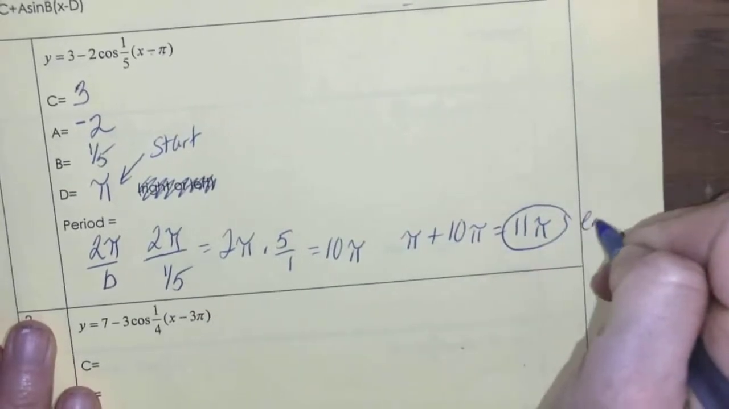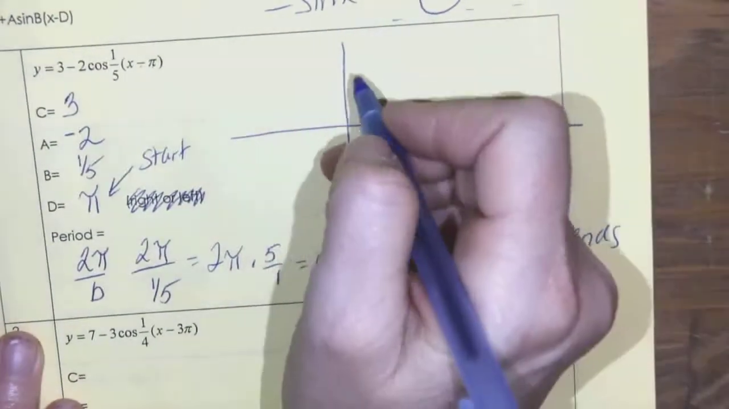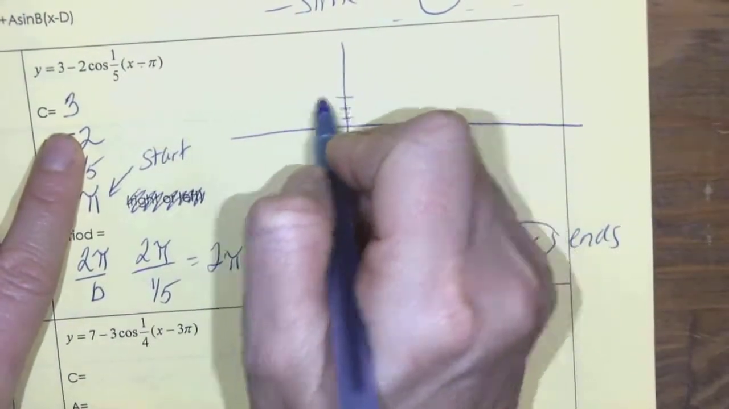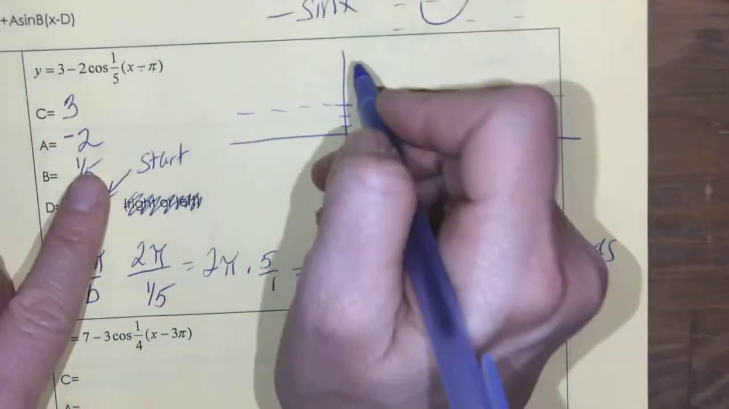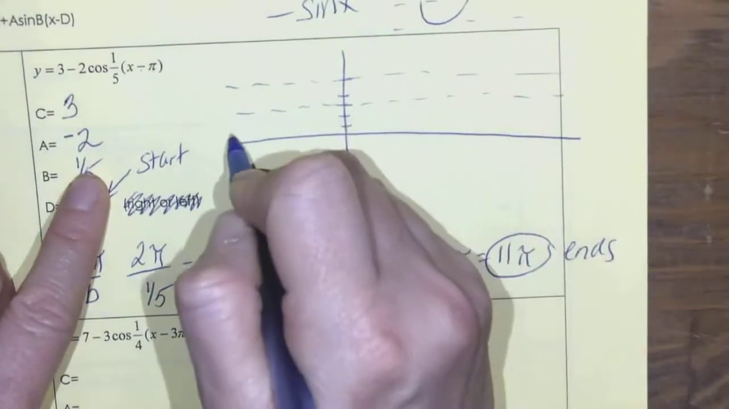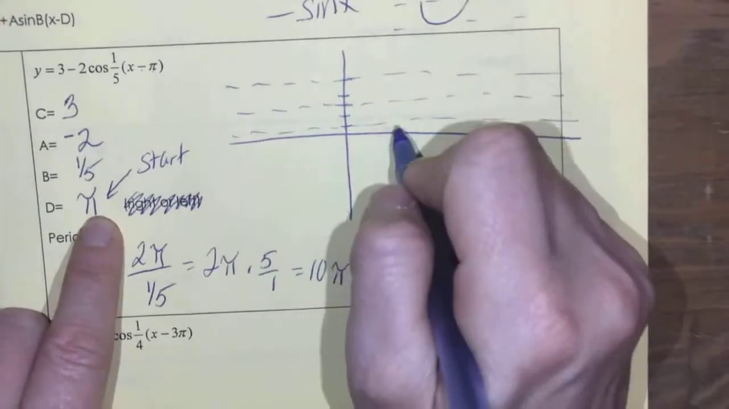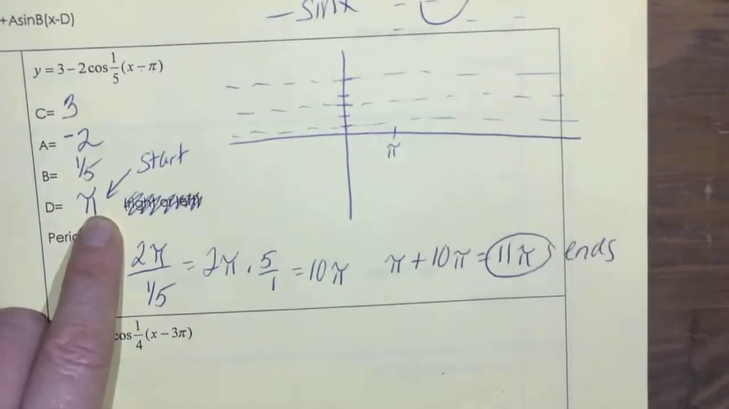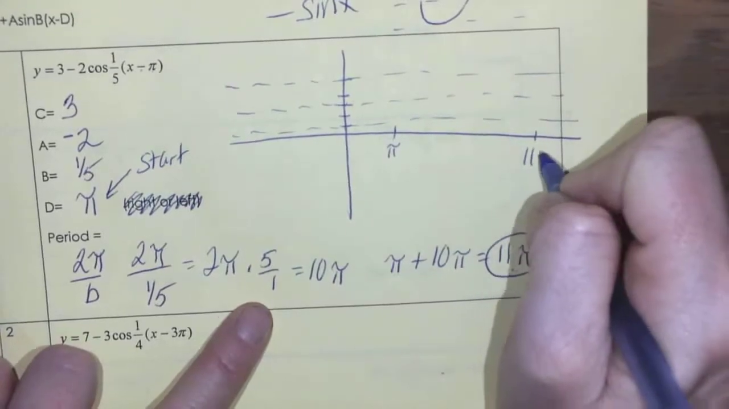So that's where it ends. Y and x-axis. Make sure I put my center line at 3. These are not asymptotes, they're just guidelines. Amplitude is 2. 2 up and 2 down from the center line. It starts at pi, which is positive, so I'll put it to the right side. It ends 10 pi's later at 11 pi.